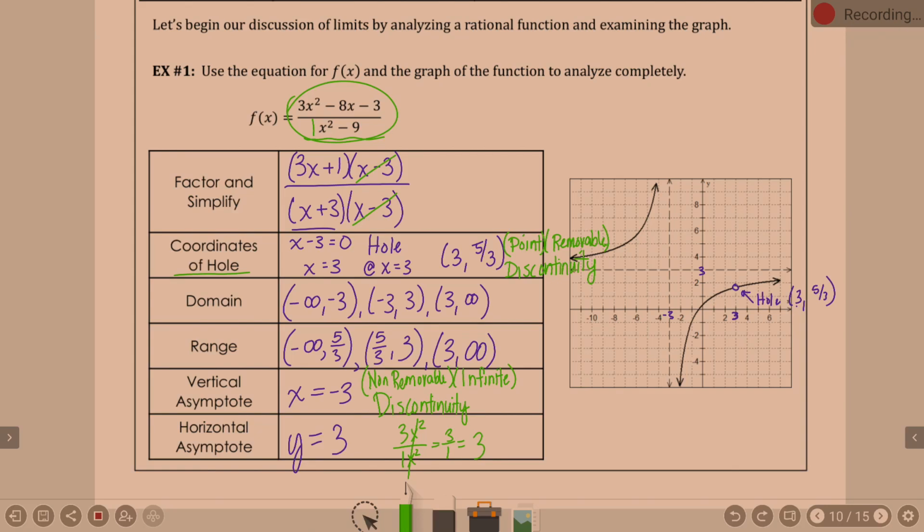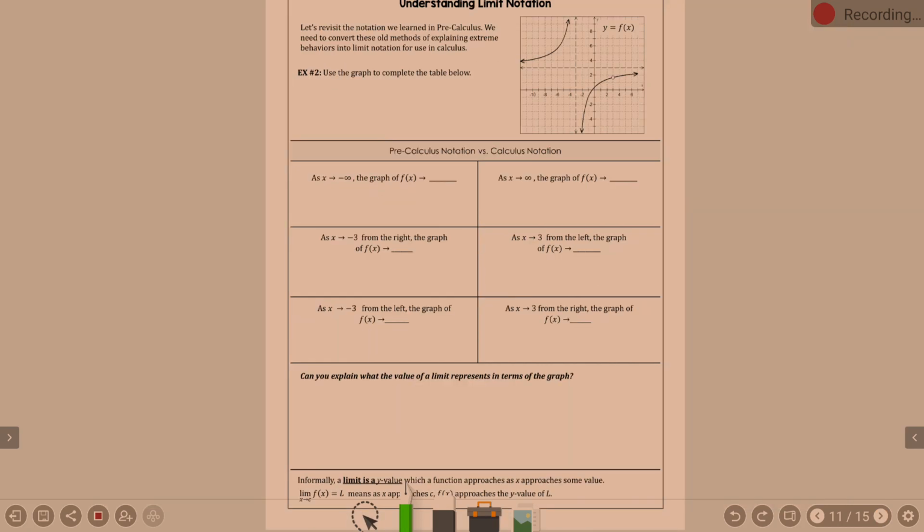Okay, we're going to talk a lot about limit notations and how limits work, the basics, in this lesson. We're going to revisit notation we learned in pre-calc. We need to convert these old methods of explaining extreme behaviors into limit notation for use in calculus. It asks us to use the graph to complete the table below. This is the same graph as earlier, isn't it?